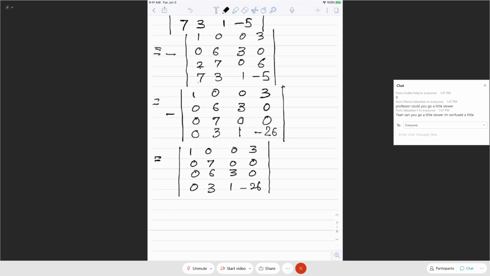What I'm going to do is I will expand this determinant along which row? Can you tell me?